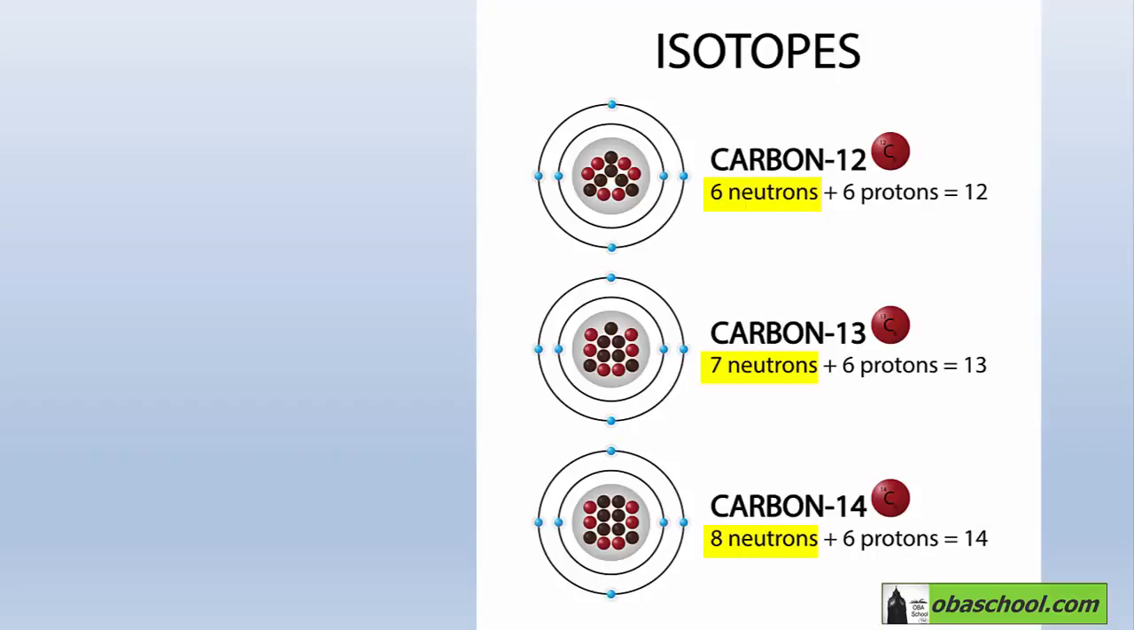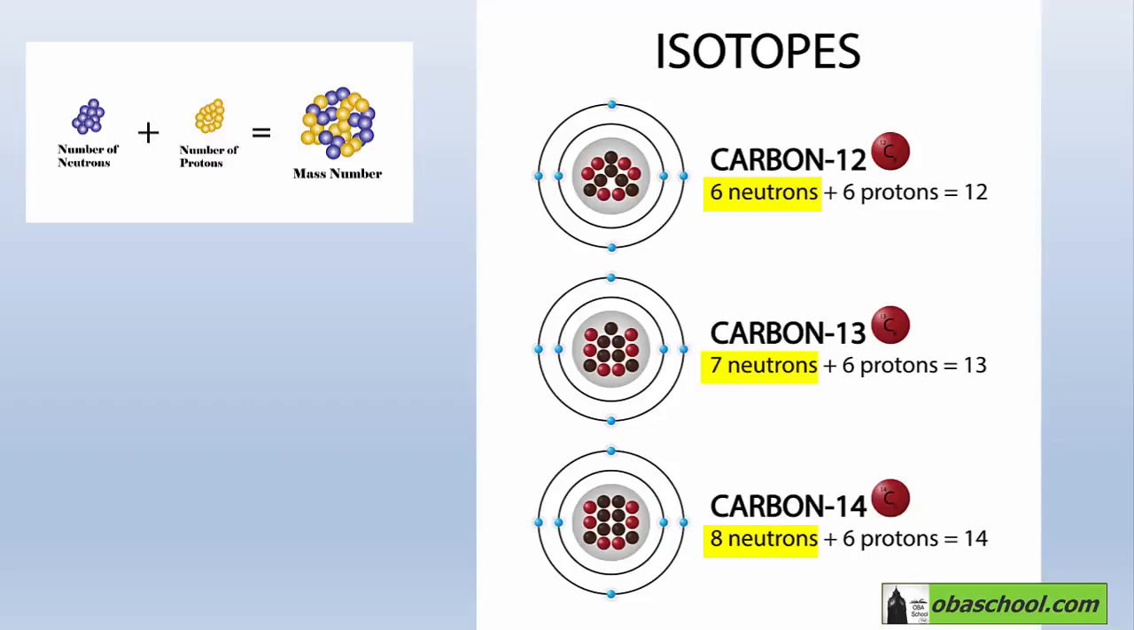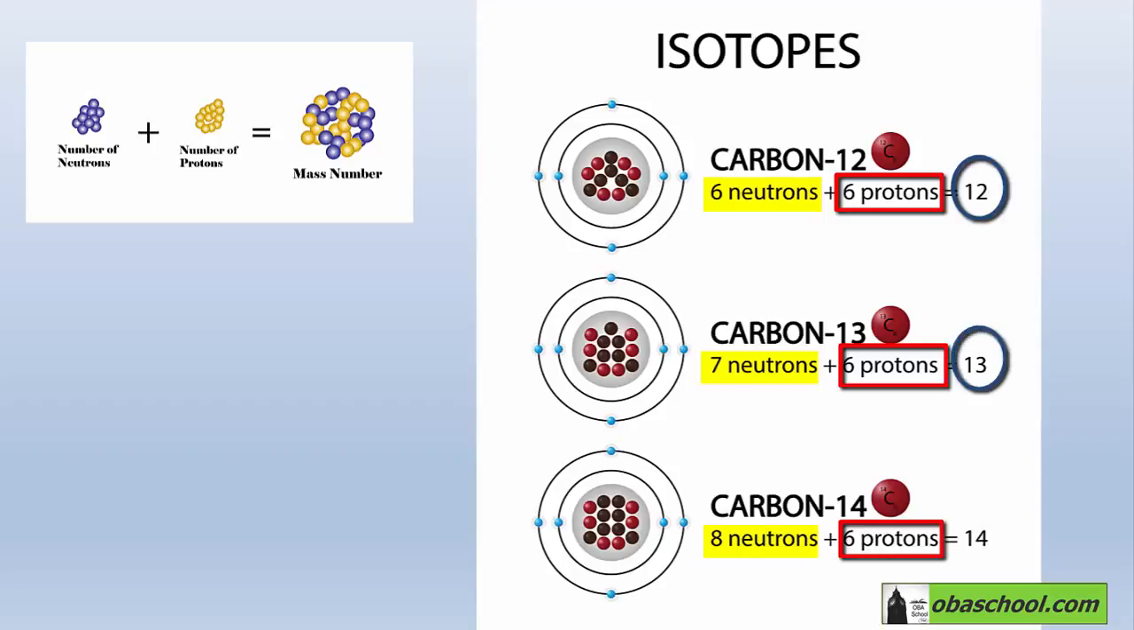And as we know, the mass number is equal to the number of protons plus the number of neutrons. The number of protons is the same in all these 3 atoms. However, the number of neutrons is different. Then the mass number of the first one is 6 plus 6, which is equal to 12. For the second one, we have 7 neutrons and 6 protons, and then the mass number is 13. And the third one has a mass number of 14. 8 plus 6 is 14.